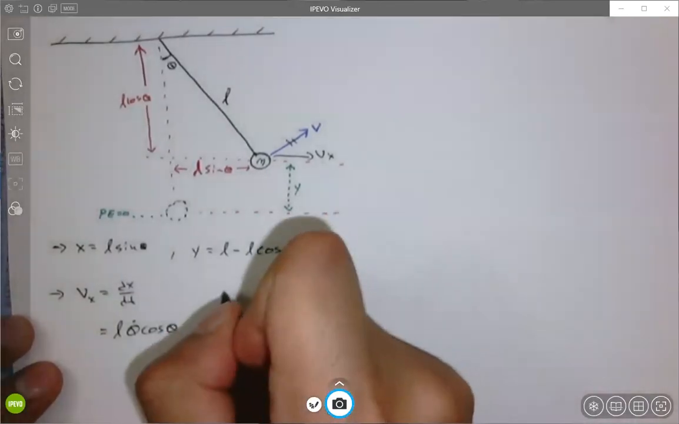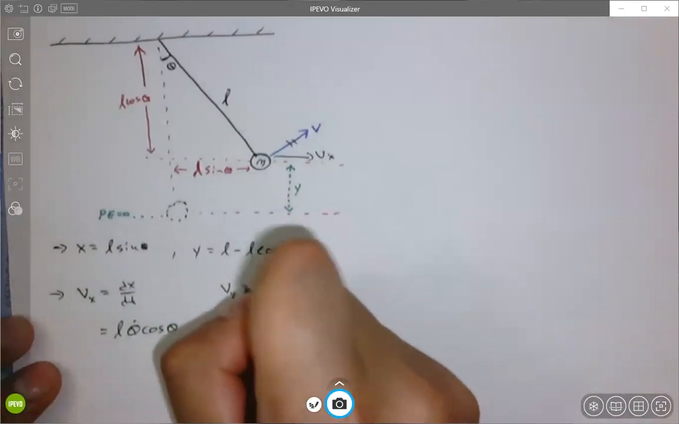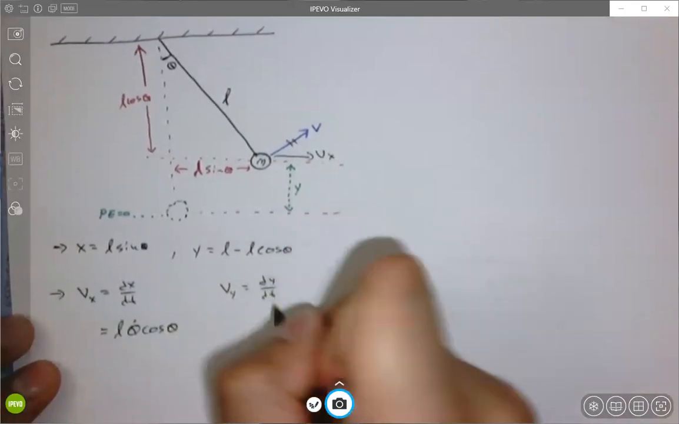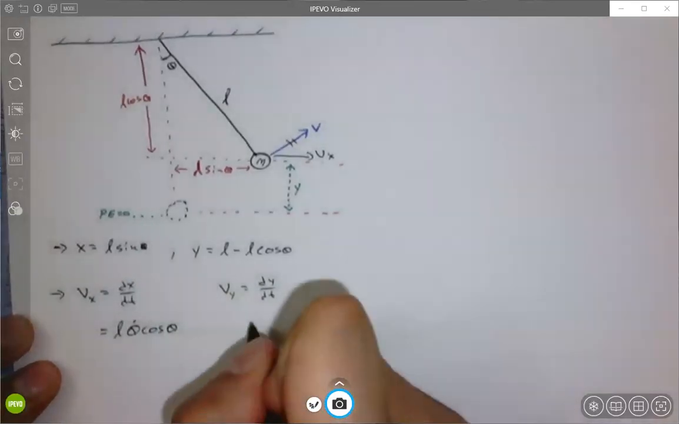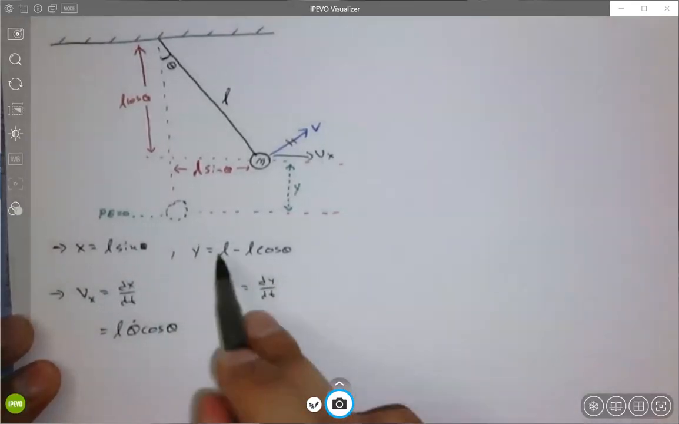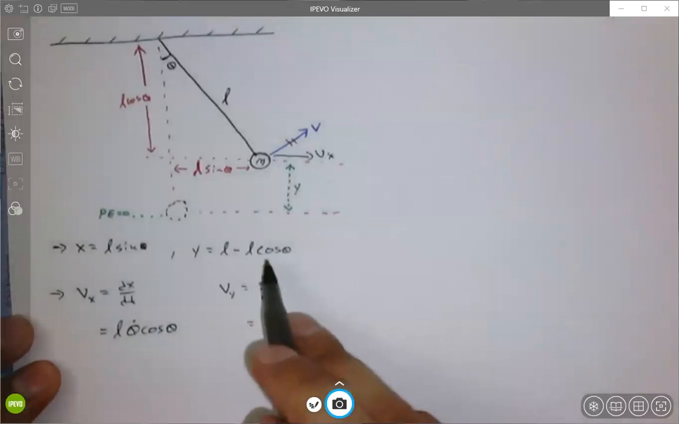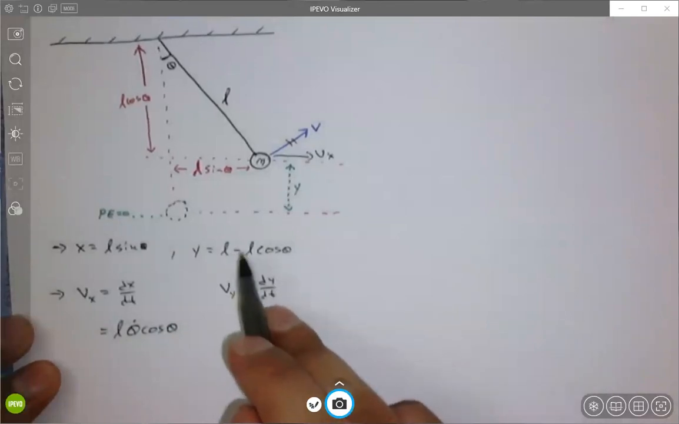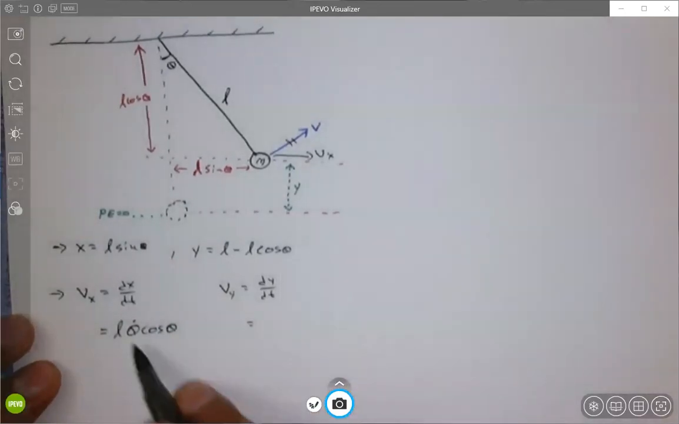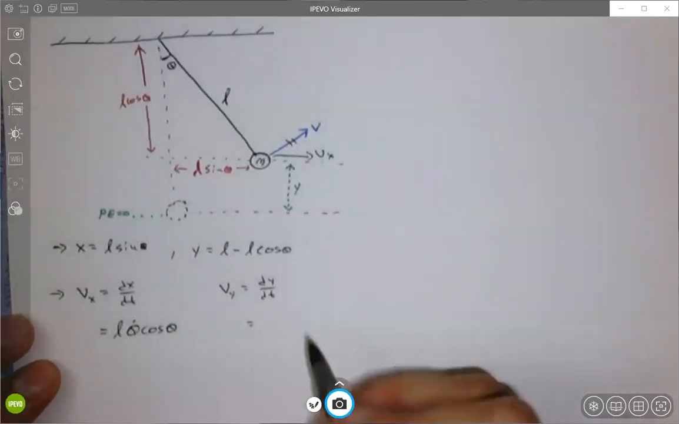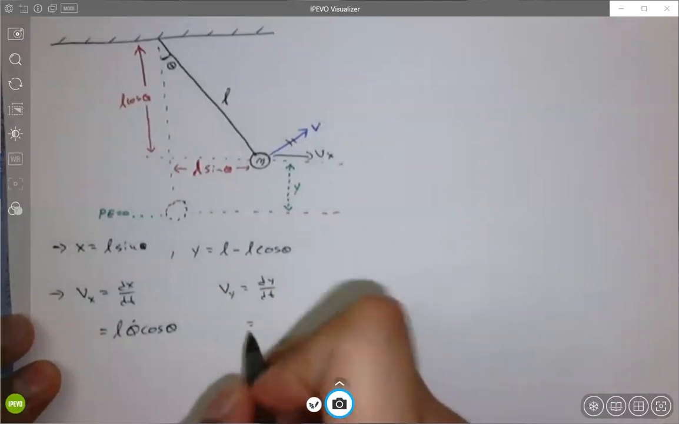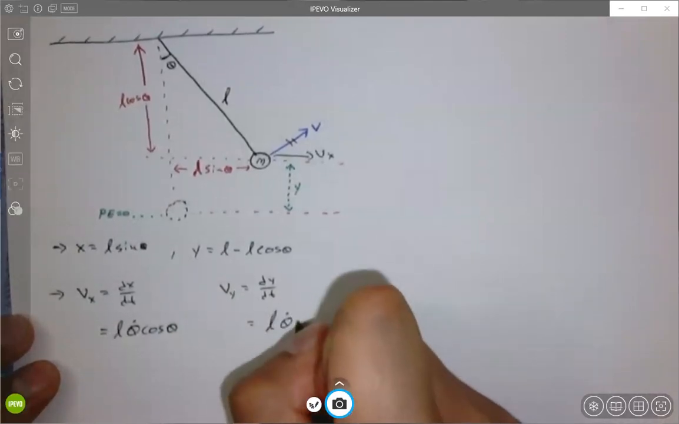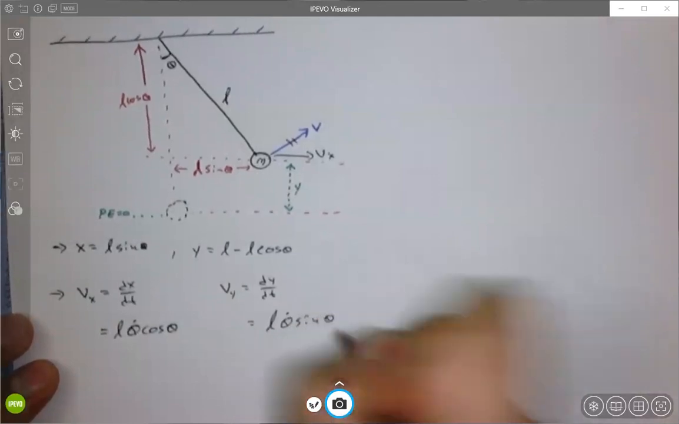How about y? Vy is going to be dy over dt, and that's simply going to equal, well, this term is a constant that goes away, and the derivative of cosine is negative sine, so a negative negative becomes positive, but you also need to include that theta dot term, just like in this last one. So we end up with L theta dot sine theta.